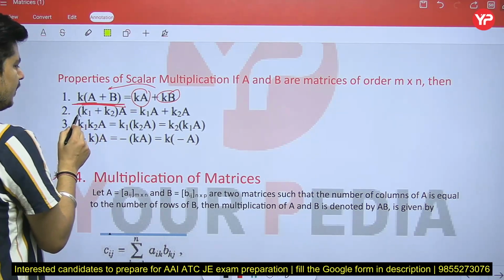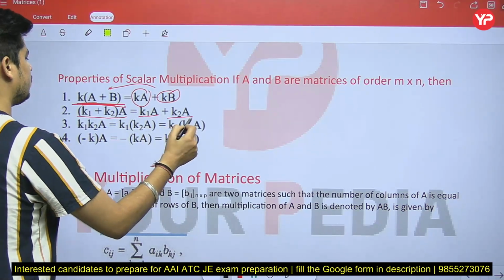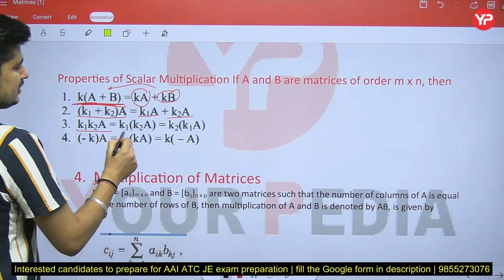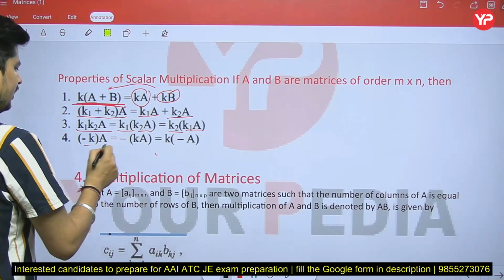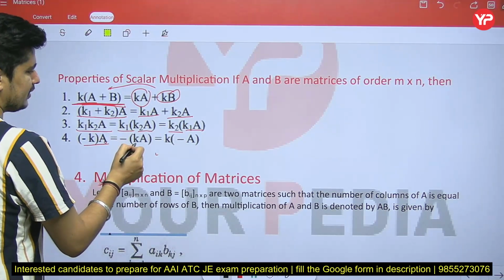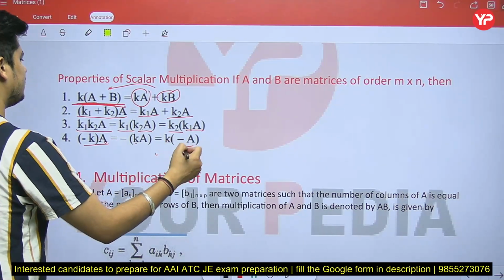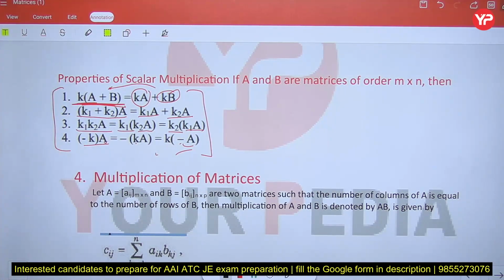Then when you perform (K1 plus K2) times A, that should be equal to K1A plus K2A. K1 times K2A is the same as K2 times K1A. If you multiply minus K times A, that will be equal to minus KA or K times minus A. So these are the properties of your scalar multiplication.